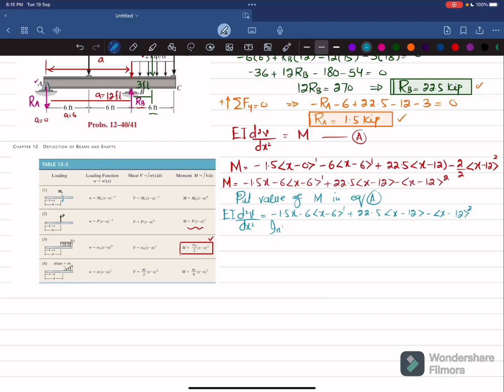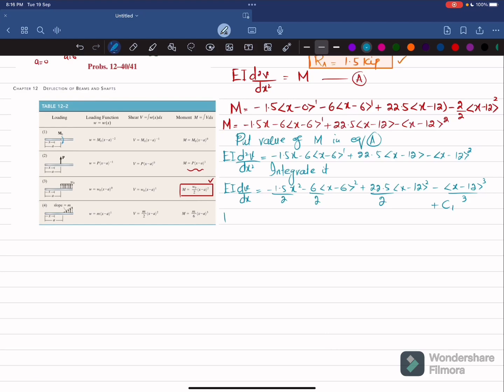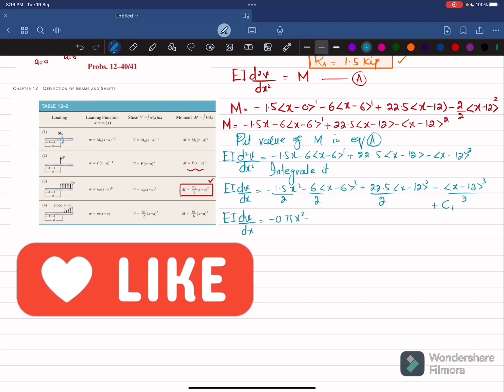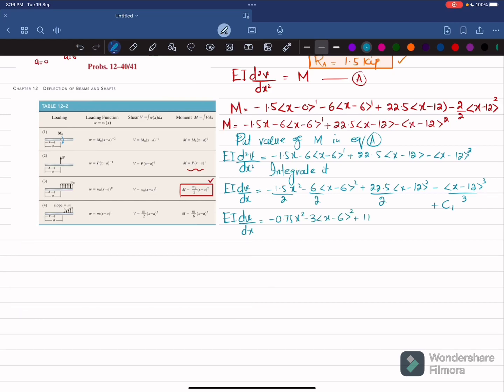Now integrate it once. So you will get EI into dV over dx equal to minus 1.5 X square over 2 minus 6 into X minus 6 power 2 divided by 2 plus 22.5 into X minus 12 power 2 divided by 2 and minus X minus 12 power 3 divided by 3, plus a constant of integration which is C1. So if you further simplify it, you will get EI into dV over dx equal to minus 0.75 X square minus 3 times X minus 6 square plus 11.25 into X minus 12 square minus 1 over 3 into X minus 12 whole cube plus C1.